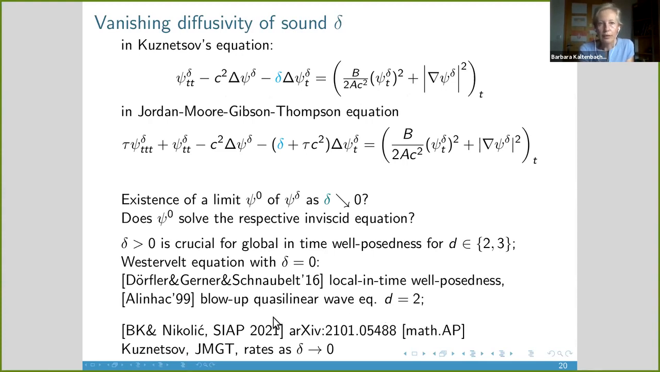But local in time existence can still be shown also for these third order JMGT equations, also including the gradient nonlinearity, and for the equations with delta, so with damping, one can show that really the solutions converge to the respective inviscid solutions, so those with delta equals 0. One can even show convergence rates as delta tends to 0.